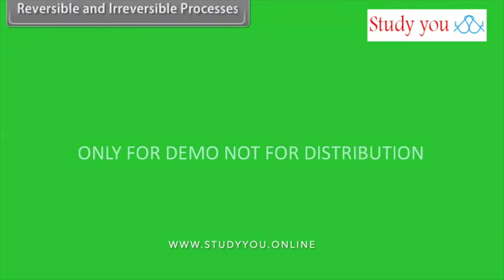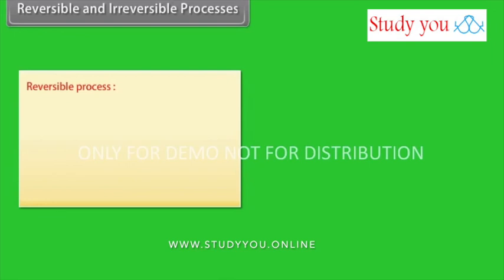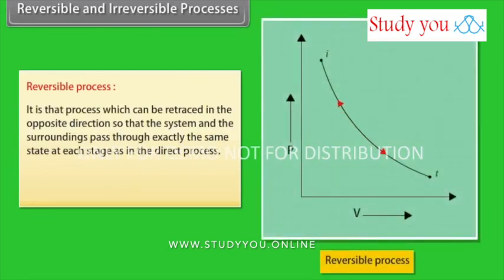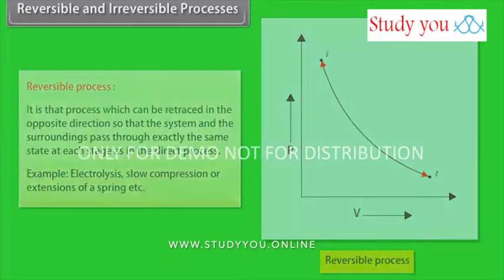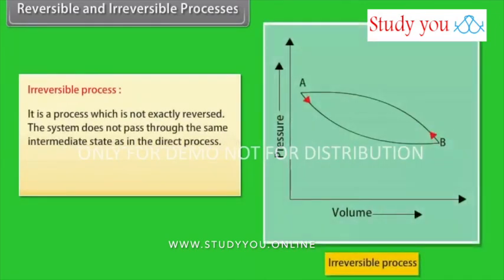Reversible and irreversible processes. Reversible process. It is the process which can be retraced in the opposite direction so that the system and the surroundings pass through exactly the same state at each stage as in the direct process. Electrolysis, slow compression or extension of a spring are examples of reversible processes. Irreversible process. It is a process which is not exactly reversed. The system does not pass through the same intermediate states as in the direct process. All chemical reactions and natural processes are examples of irreversible processes.